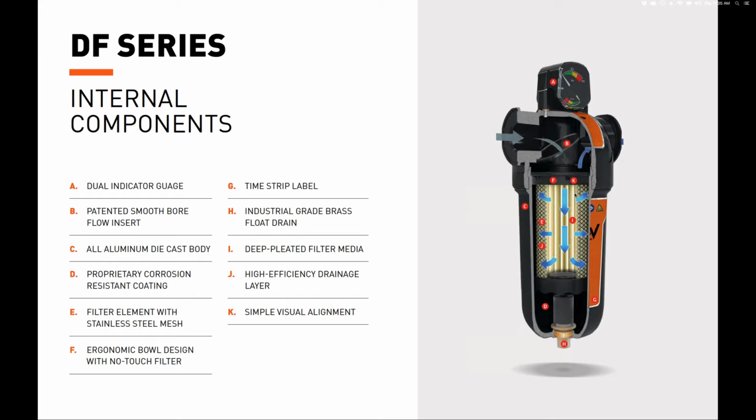Item I is the deep pleated filter media, which reduces the air velocity to improve filtration and minimize pressure loss. Item J is the high efficiency drainage layer, which improves liquid drainage. And item K is the simple visual alignment, which is on the filter head and bowl, and this ensures that the canister is securely closed and sealed.